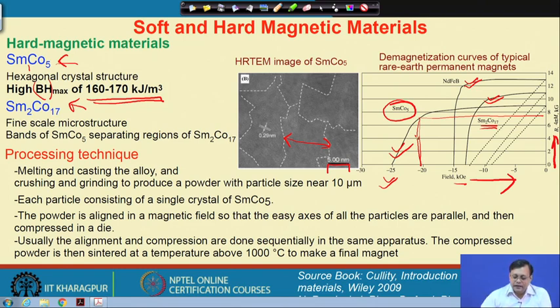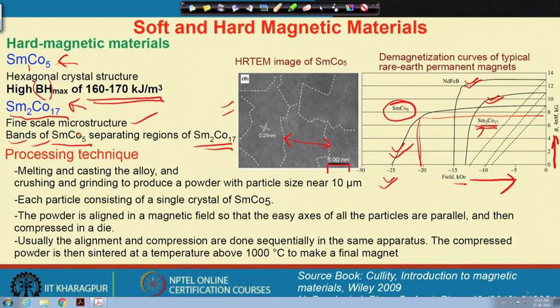On the other hand, the second composition that I have shown you here, 2:17, also has a very fine scale structure like samarium cobalt 5, and here samarium cobalt 5 separates regions in this 2:17. So, 2:17 is like an average composition, and we have bands of 1:5 crystals in the microstructure. That is why it has a lower coercivity value.